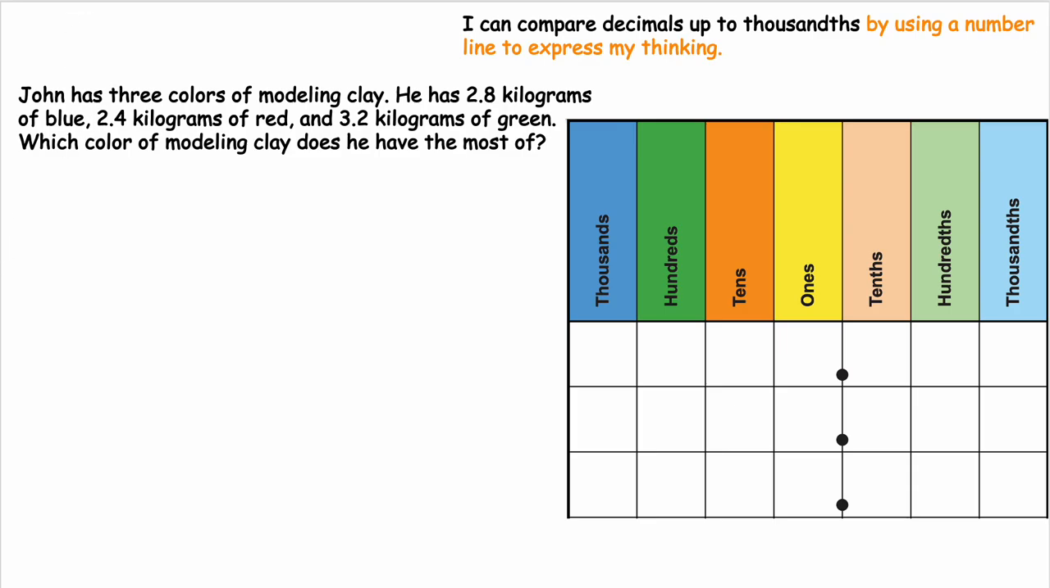This is Mr. Ramirez, aka the Flamingo King, with another episode on comparing decimals up to thousands by using a number line to express our thinking.